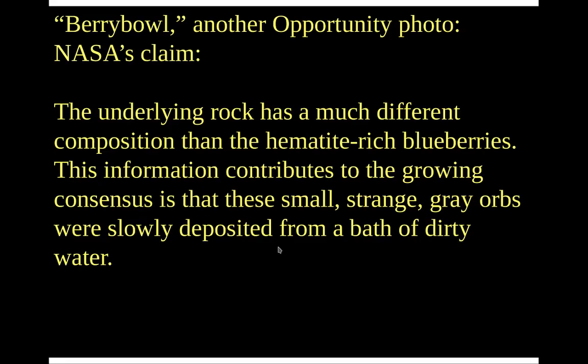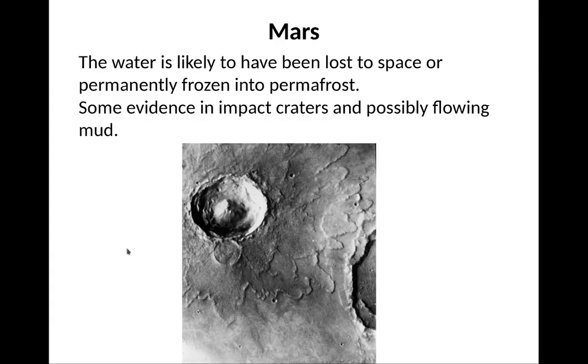These little beads, these berries, were photographed by the Martian rover Opportunity. This underlying rock is a much different composition than the hematite-rich blueberries. This contributes to the growing consensus that these small, strange gray orbs were slowly deposited from a bath of dirty water. Mars's water is probably largely lost to space or maybe frozen down in permafrost. There is some evidence in impact craters of some sort of flowing mud. The impact crater heats up the permafrost, and you see some evidence of flow as a result of the heated impact.